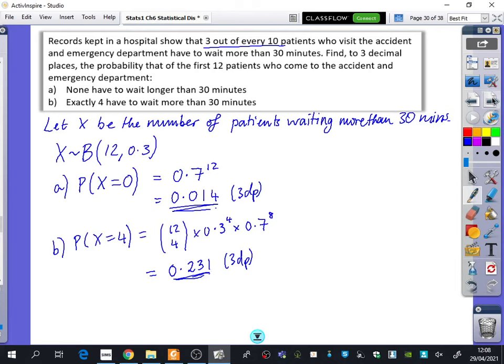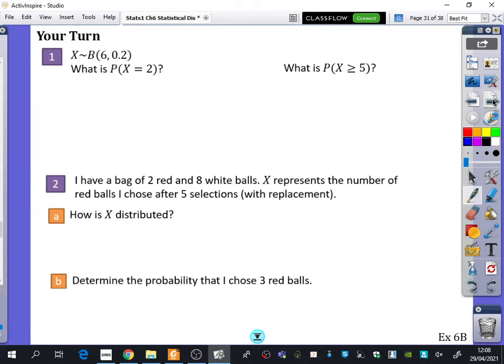So you've got some questions at the bottom of your page that are here. I want you to have a go at these questions, and then we're going to do some from exercise 6B. I'm going to just really quickly do these, just in case you're looking back at this in the future. So probability of x is equal to 2.